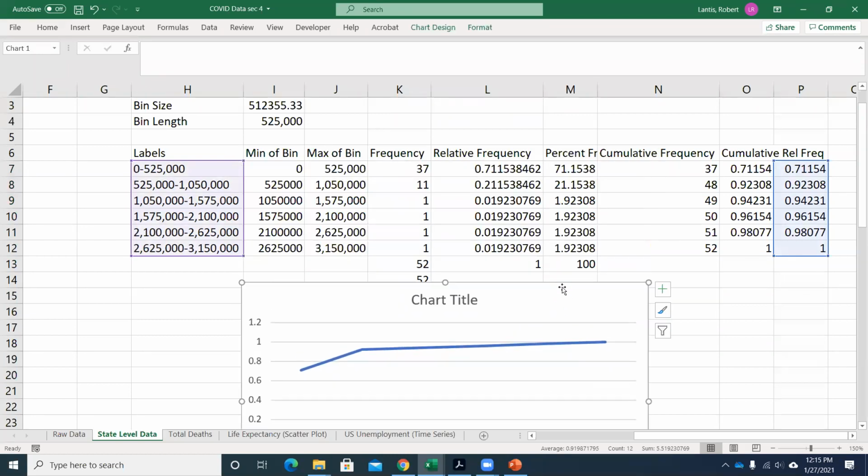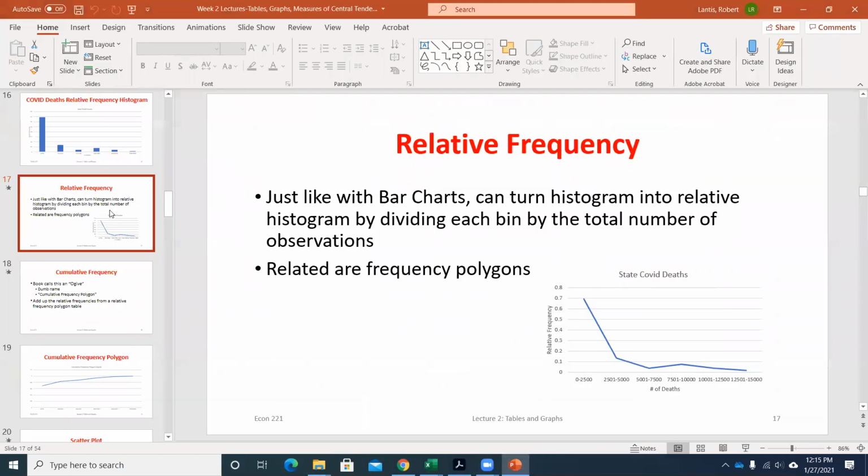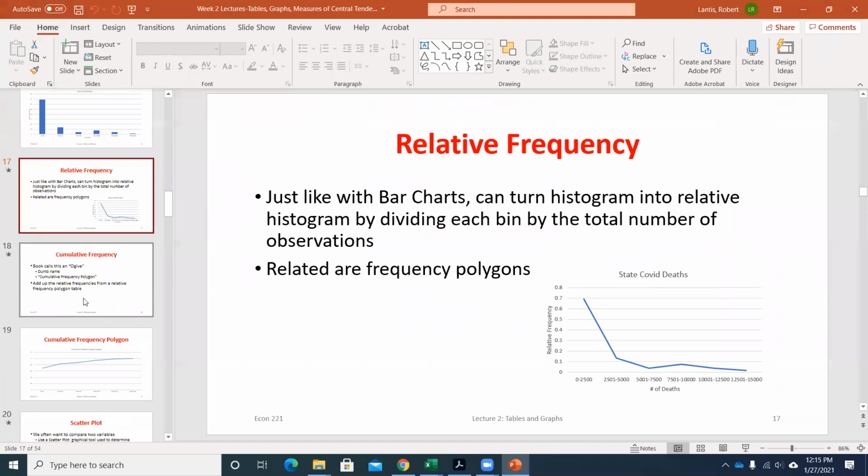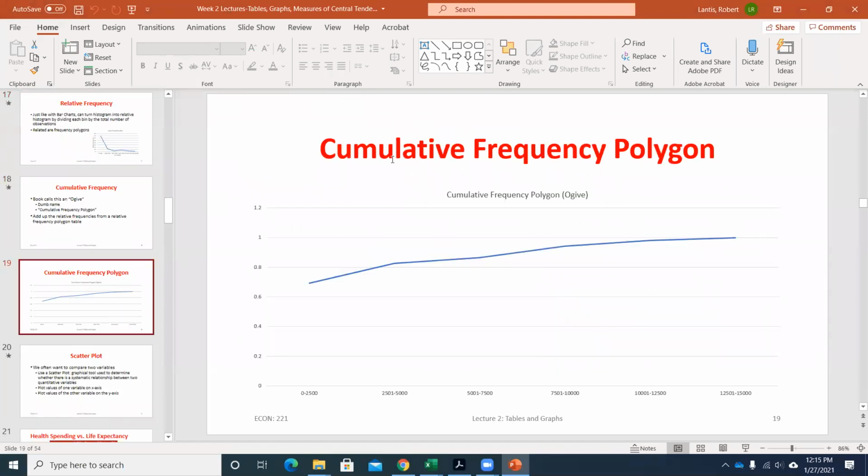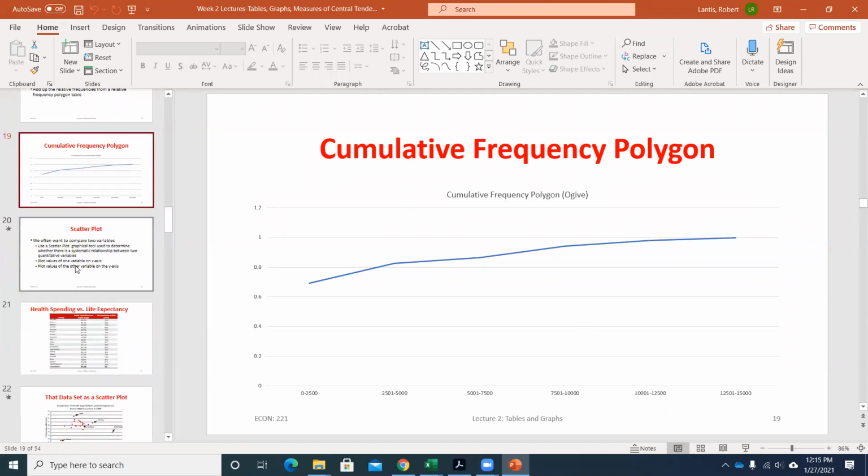So pretty easy, not a whole lot new there. We're just selecting, instead of the frequencies or the relative frequencies, the cumulative relative frequencies. I think the next thing that I have, so yeah, cumulative frequency polygon or cumulative frequency graph. Either way, that's what we can do in Excel there.